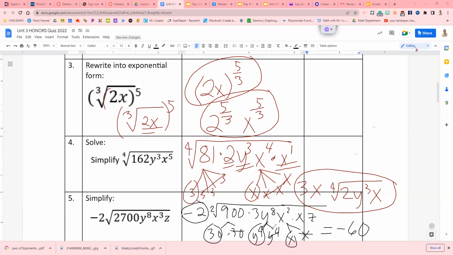Again, 30, because of 30 multiplied to negative 2. And then y to the 4th, and then x, and then the square root of 3 is the leftover, x and z. Again, 3, an x, and a z. So that's the answer for number 5.